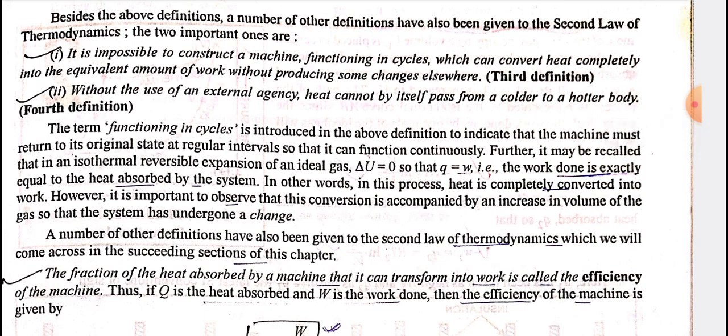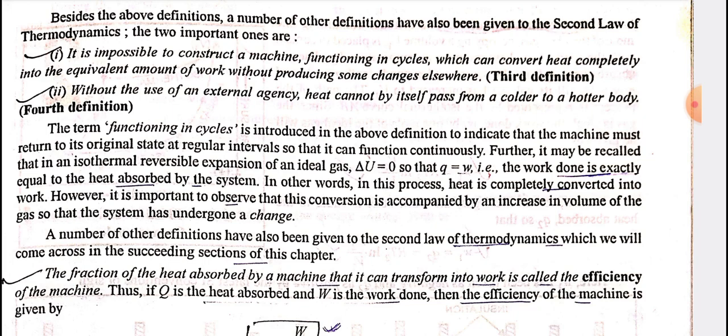Besides the above definitions, a number of other definitions have also been given to the second law of thermodynamics. The two important ones are: it is impossible to construct a machine functioning in cycles which can convert heat completely into the equivalent amount of work without producing some changes elsewhere. Third definition: without the use of an external agency, heat cannot by itself pass from a colder body to a hotter body. The term functioning in cycles is introduced in the above definition to indicate that the machine must return to its original state at regular intervals so that it can function continuously.